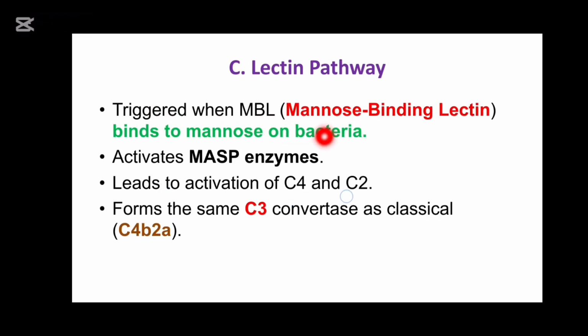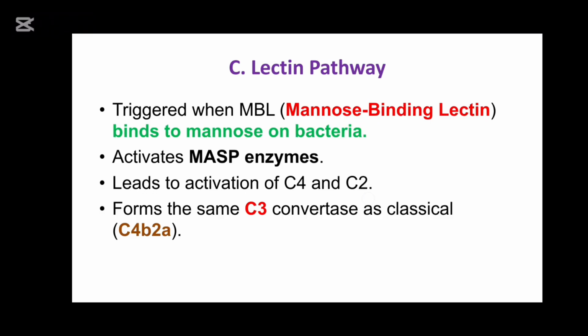Binds to mannose on bacteria. So this is a trigger of the lectin pathway. Mannose binding lectin binds to mannose on bacterial surfaces. Mannose are basically carbohydrates, right? So they activate what we call an enzyme, the MASP enzyme. Immediately once bound, they activate the MASP enzyme.